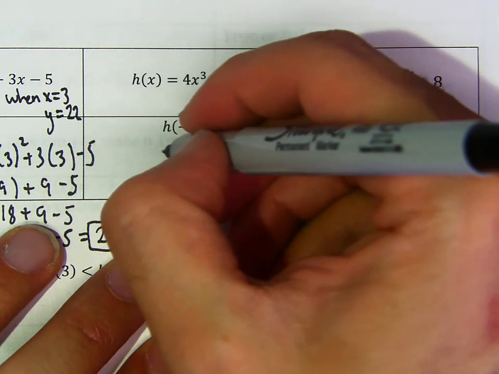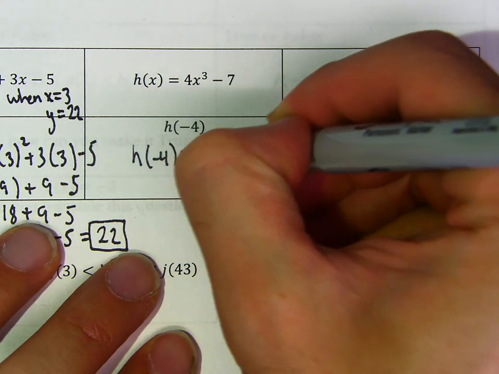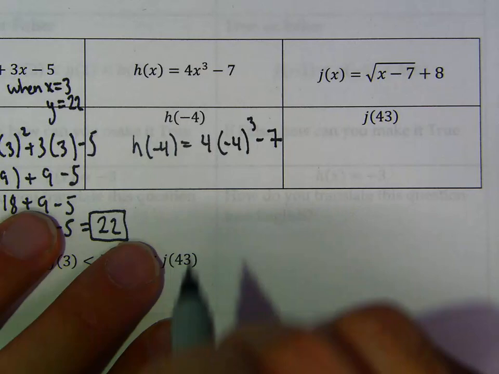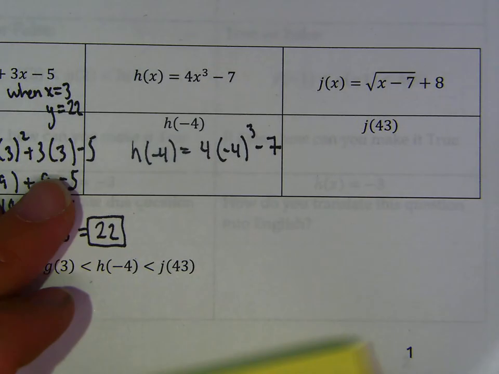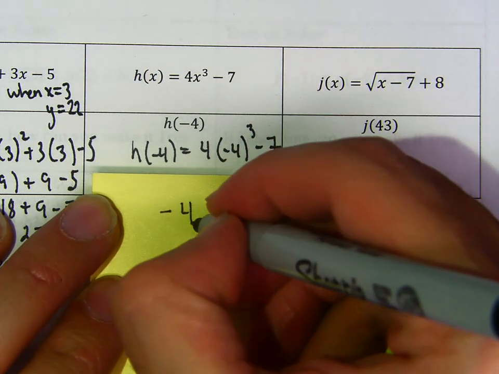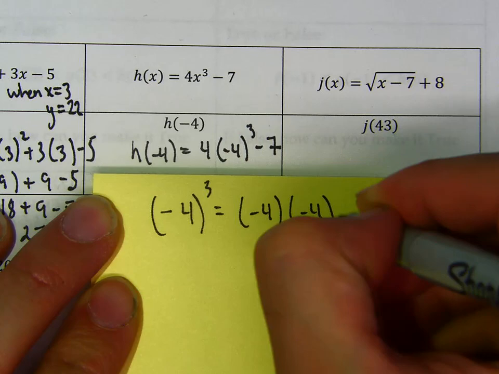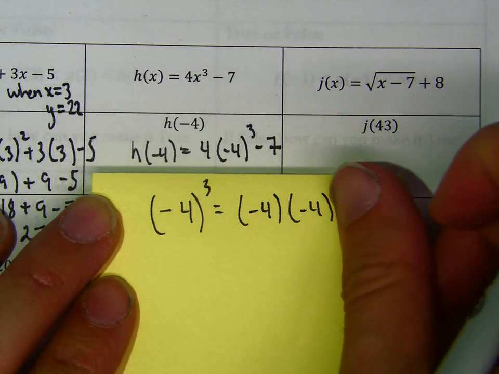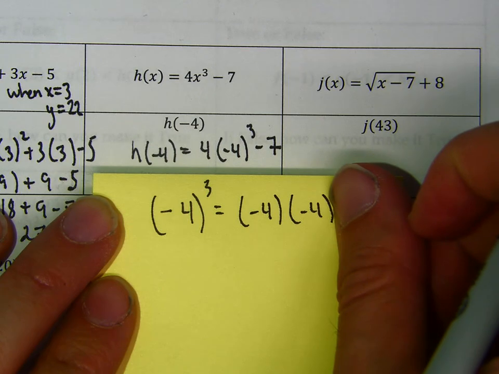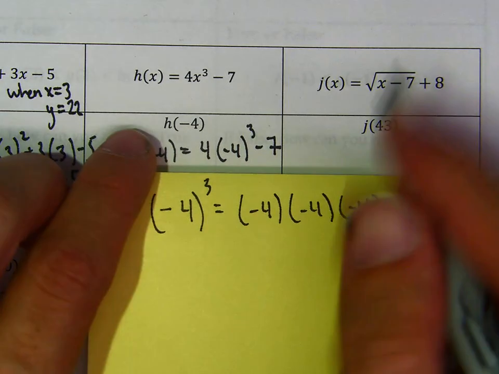Okay. What happens here? h of negative 4, right? So this becomes what? h of negative 4 equals 4 times negative 4 to the 3 minus 7. What is negative 4 to the 3, right? How do I do that? So that's negative 4 times negative 4 times negative 4, right? You have to show it 3 times. Let's just do this part first, right? What's negative times negative? That's positive. 4 times 4 is 16.